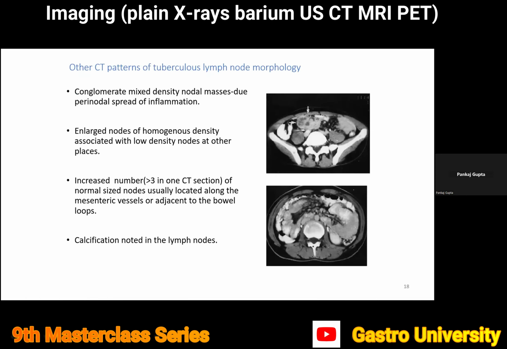The other patterns of tubercular lymph nodes could be a conglomerate lymph node mass in the mesentery or elsewhere. And sometimes what we have seen is that patients may have an increased number of lymph nodes which are of normal size within the mesentery. Besides necrosis, calcification also supports the diagnosis of tuberculosis, or in general, I would say granulomatous inflammation, and it does give us a reasonable idea as to what we are dealing with.